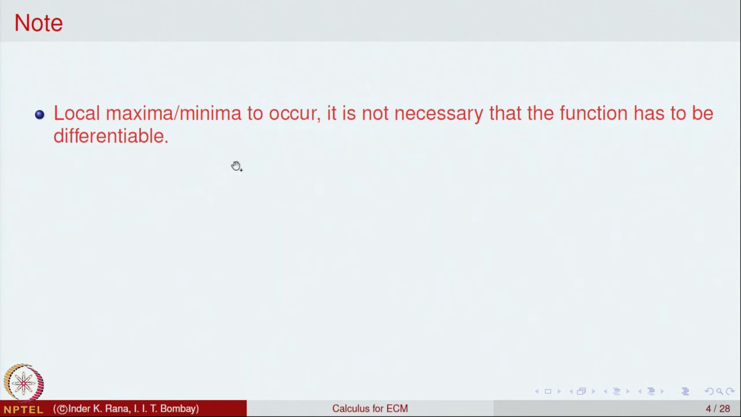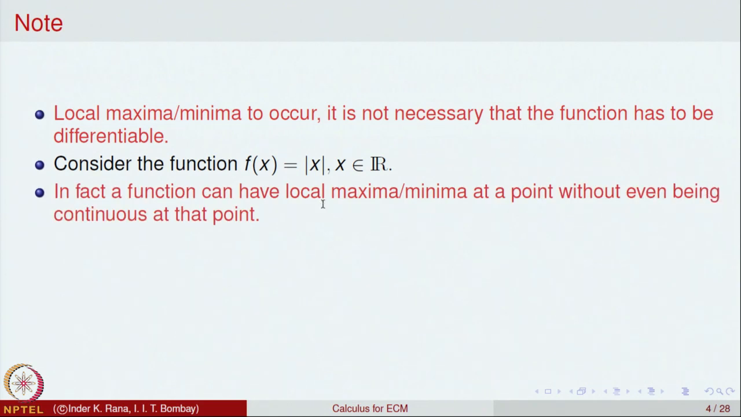And also note that this is only a necessary condition. That means, for local maxima or minima to occur, it is not necessary that the function be differentiable. This theorem only gives you a necessary condition if the derivative exists at that point. But functions can have local maxima or minima without being differentiable. So, let us look at, for example, the function f of x equal to mod x. It has a minimum value at the point x equal to 0, but the function is not differentiable at that point.